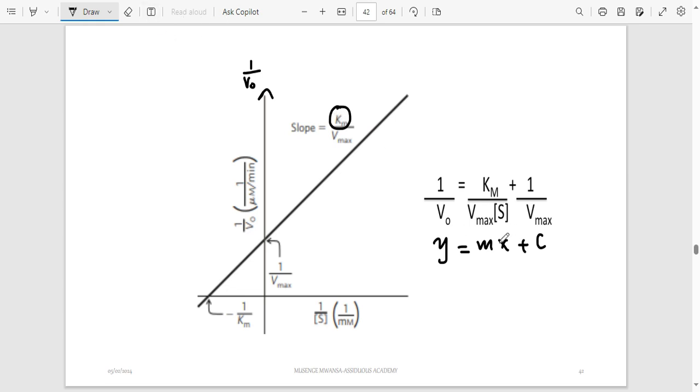And then the x-axis is going to be represented by 1 over the concentration of the substrate. That is why you can see this one here. And then the y-intercept is going to be represented by 1 over Vmax. This is the one that you can see. That's the y-intercept. And they can give you a question. On the double reciprocal graph, 1 over Vmax represents the x-intercept or the y-intercept. So you should be able to know what it's representing.